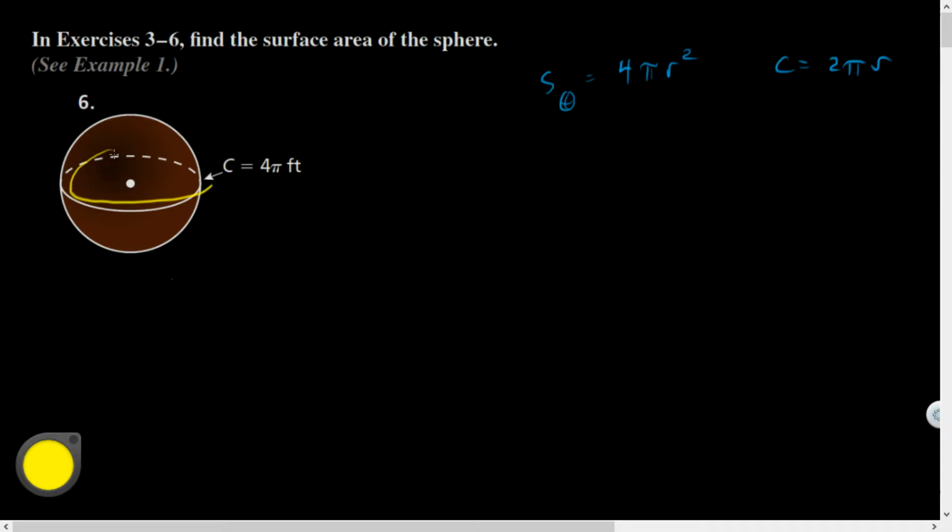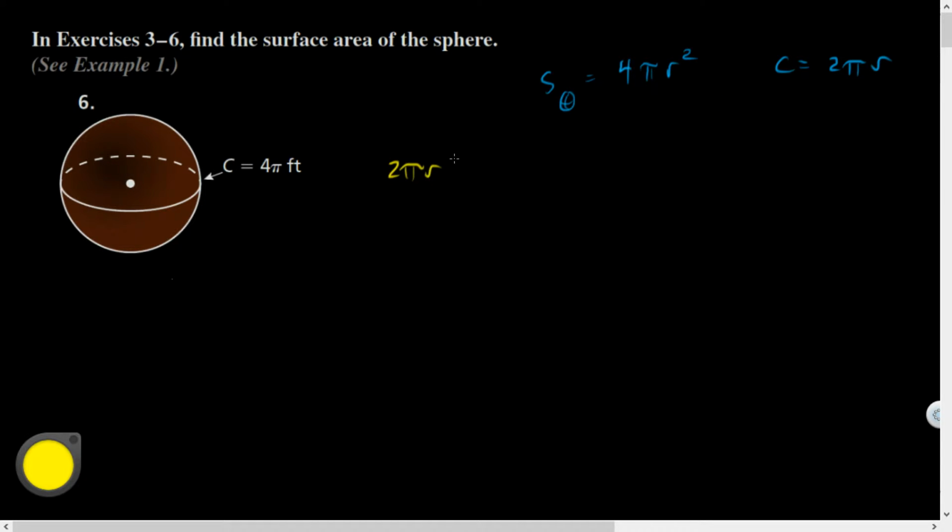This is a circle, so yep, it doesn't matter if the circle's on a sphere or on a plane. So I know the circumference. I want to find r so that I can then plug that r into this formula here. That's my general strategy for this problem.